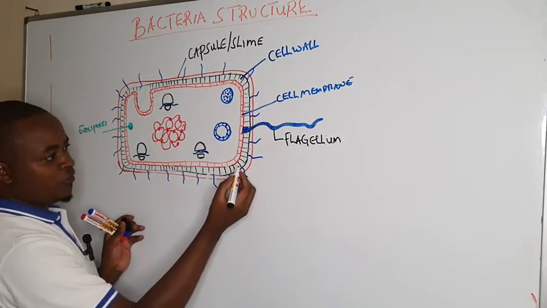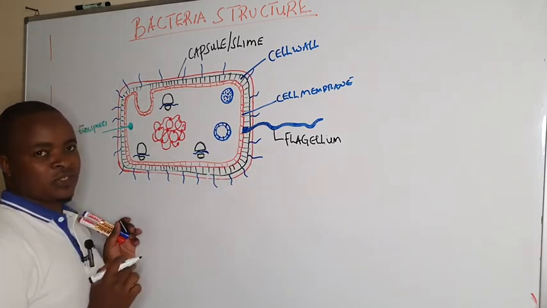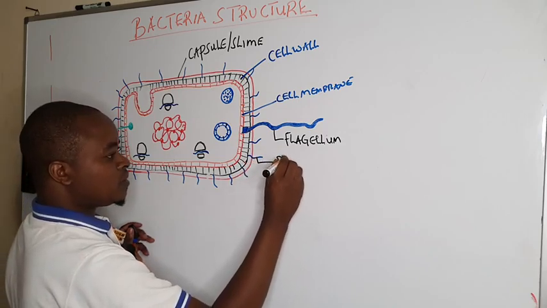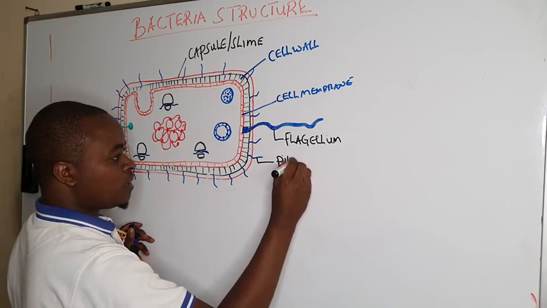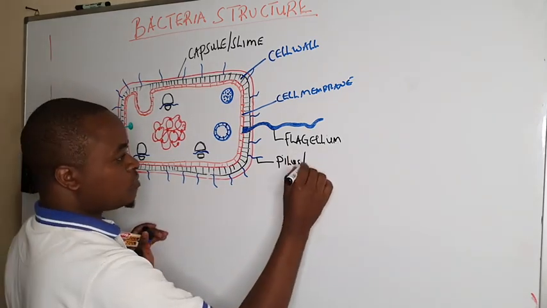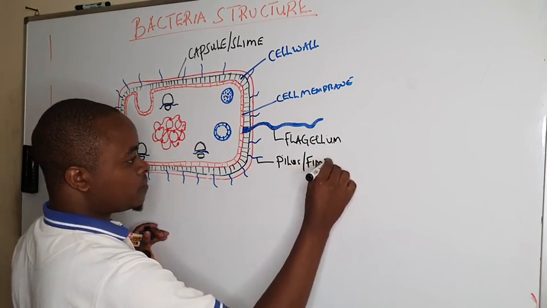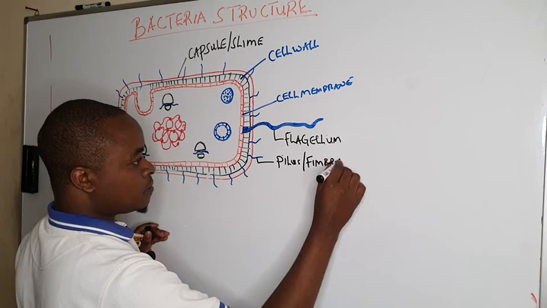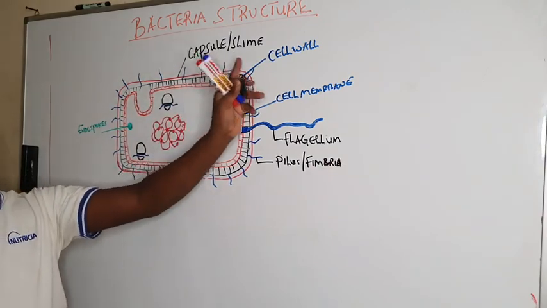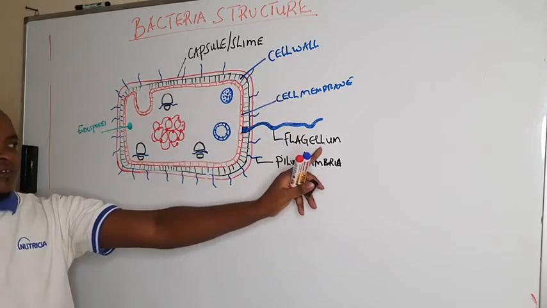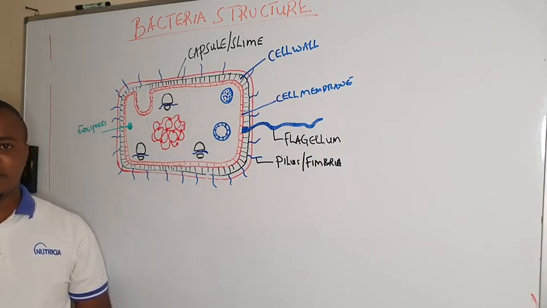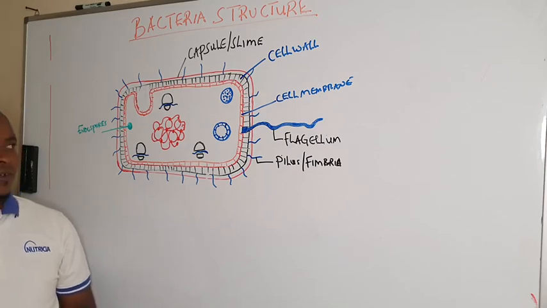Then we also have these short appendages which are attached on the cell wall, and these ones we are going to call pili. When it is one, you call it a pilus; when there are many, you call them pili, or sometimes you can call them fimbriae. So these are the capsule, the cell wall, the flagellum, and the pili. In combination, they form what we call the outer part of the bacteria.